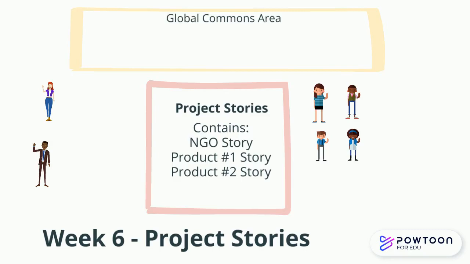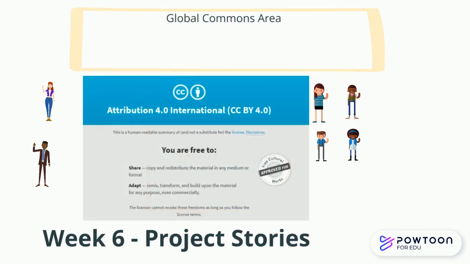As a reminder, the products and project stories created for this program are all created as open education resources licensed with the Creative Commons Attribution License CC BY 4.0. The CC BY 4.0 license enables others to use this work, including making modifications while recognizing the creators for their work. This will allow your partner NGO to use and/or modify the products and stories to support their work.